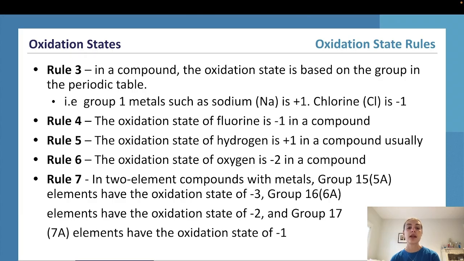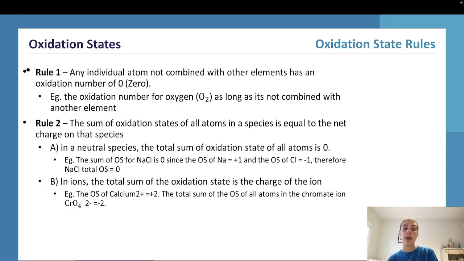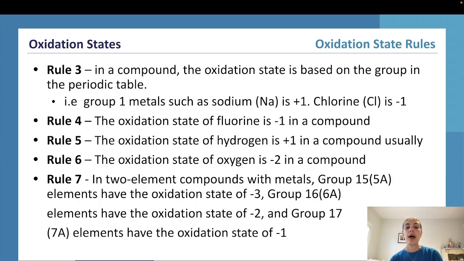Then rule 6 is that the oxidation state of oxygen is -2 when it's in a compound. And so obviously that's going to vary. If you've got something like O2, well obviously that's going to follow our first rule, which we have here, that the oxidation number is going to be 0, because remembering we follow the rules in their chronological order. But the oxidation state of oxygen is -2 in a compound.